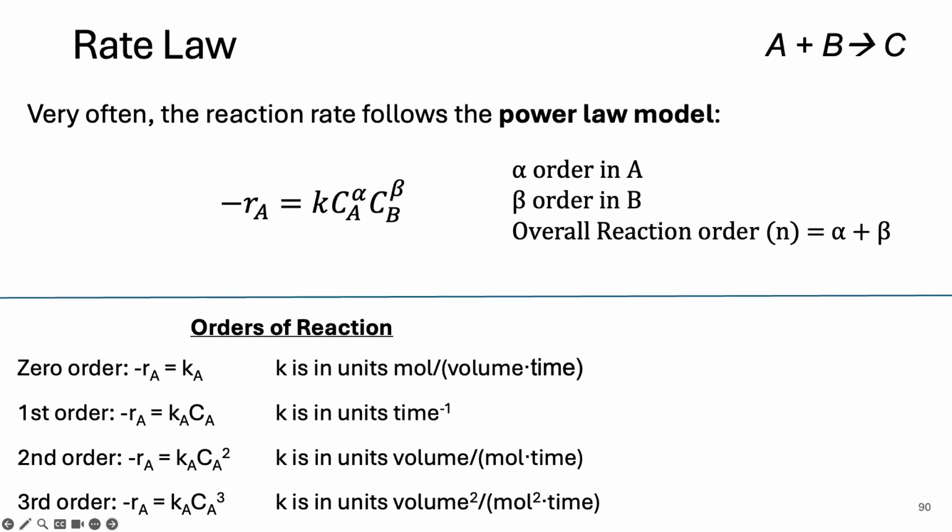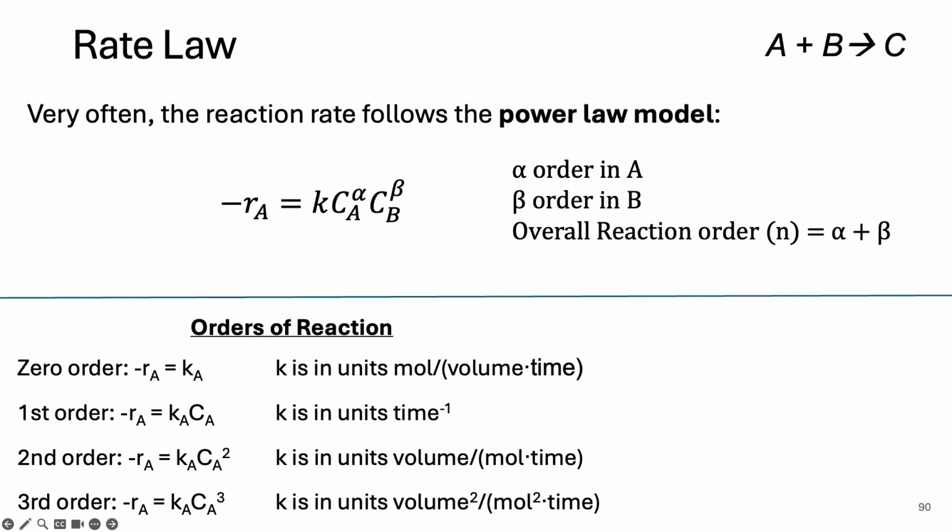Now, what about concentration? Typically, what we see is that our reaction rates will follow a power law model. So if we have a reaction of A plus B goes to C, we have two reactants. In an elementary reaction, the stoichiometric coefficient of the species would be equal to the order of that reactant, but that's not always the case.